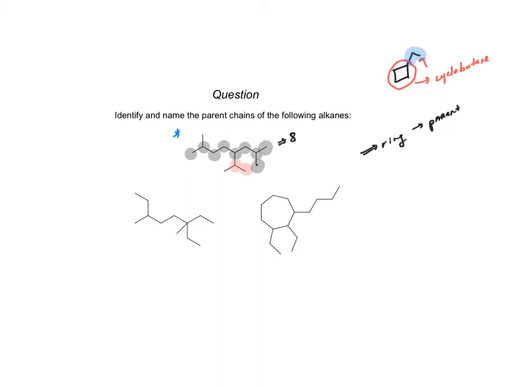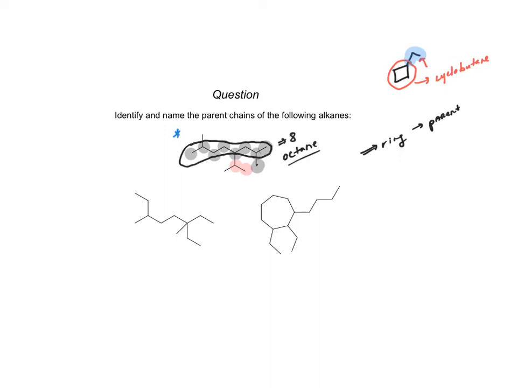So 8 is the parent chain. And again, I'm going to go ahead and just circle this guy so that I don't confuse myself. And then the prefix for 8 is oct. And so the name of this guy is octane as a parent chain.